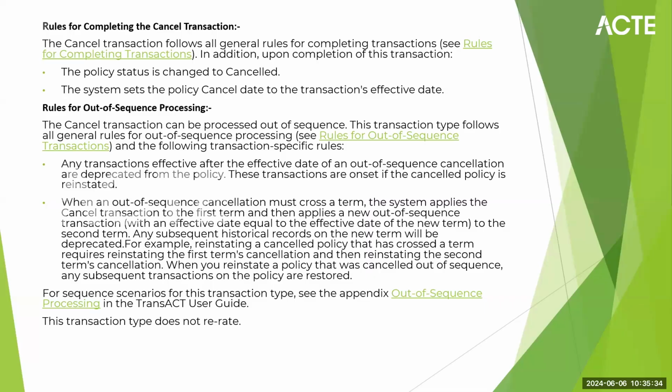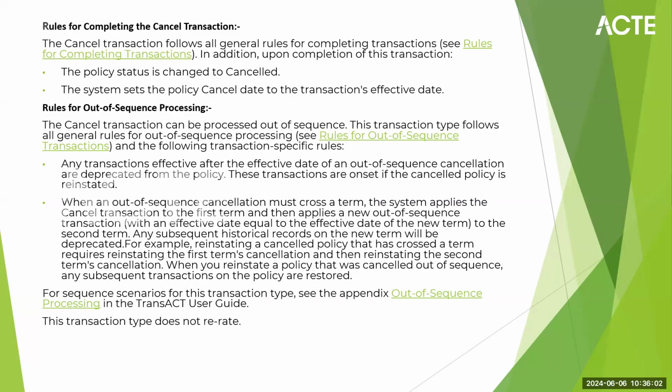Rules for out of sequence processing. Any transaction effective after the effective date of the out of sequence cancel transaction is separated from the policy. These transactions are reset if the policy is cancelled and then reinstated. Suppose the user has done a cancel, and after that he has done a reinstate transaction, then the user can perform the out of sequence cancel transaction.